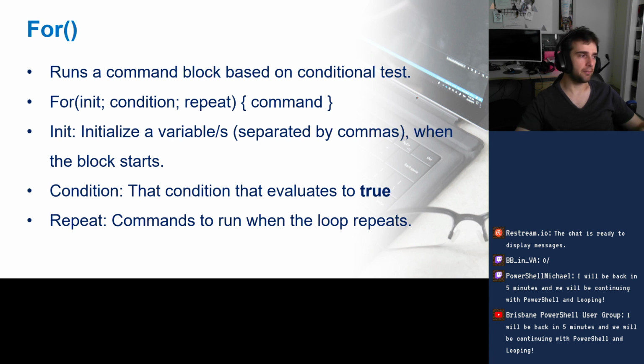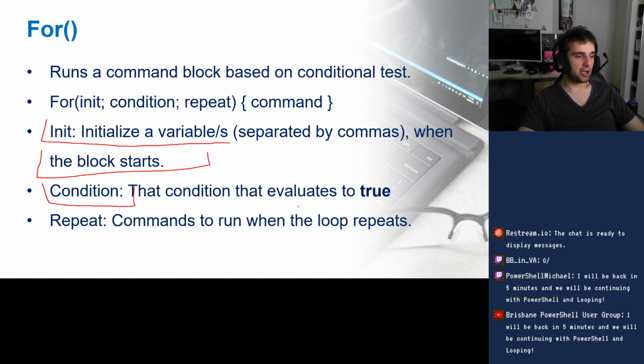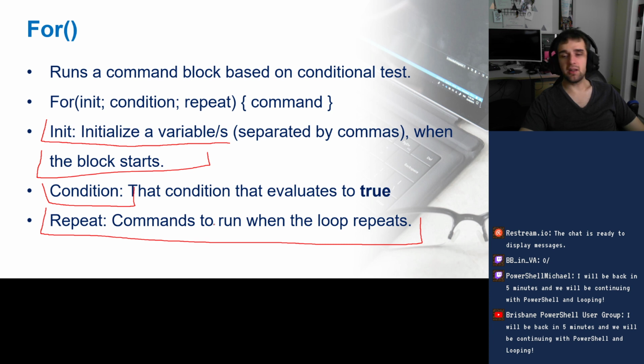command has been completed. So essentially, we have our initialization. Initialization initializes your variables, separated by commas when the block starts. Then we define our condition, a condition that evaluates to true, so is equal to 5. It will then terminate the loop and exit the loop. And then finally we have our repeat, and the repeat is the commands that we want to run when the loop repeats.